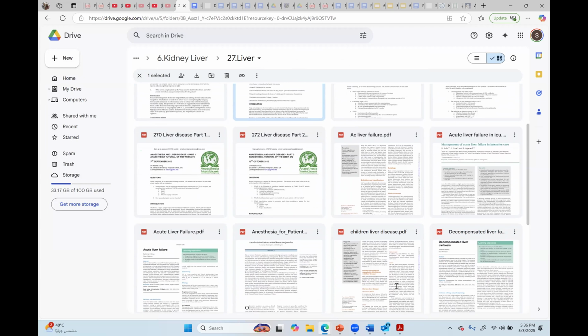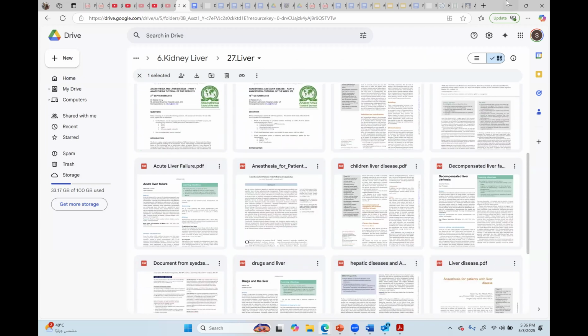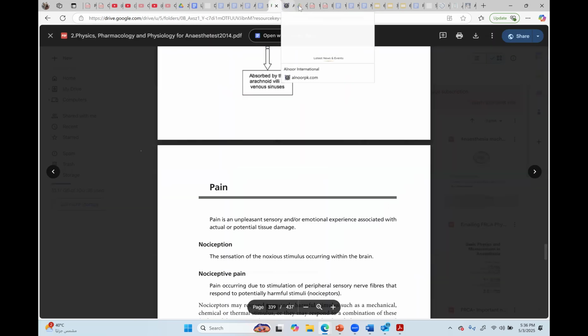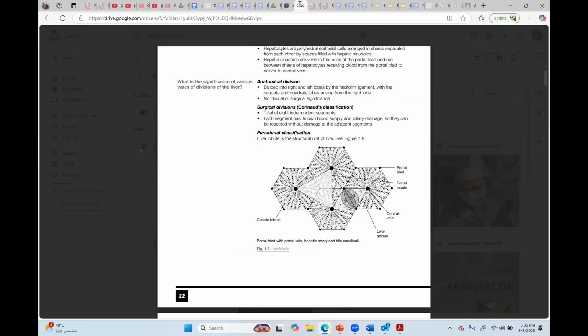Did you see the question which I sent? Some of the physiological things, maybe we can have a look. Just a second, please. So they can ask you about this portal triad with the portal vein, hepatic artery, and bile canaliculi. And you see, zone 1 is the better area, and zone 3 is the more ischemic area. Okay, they can ask you about this.